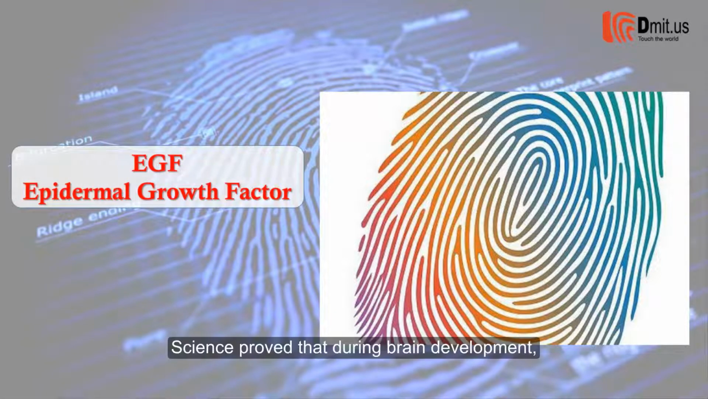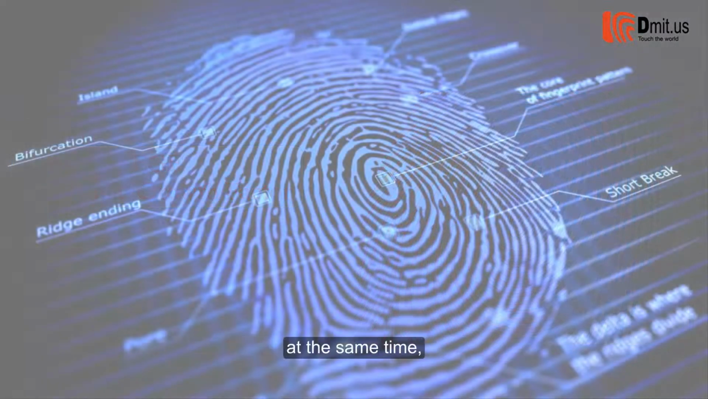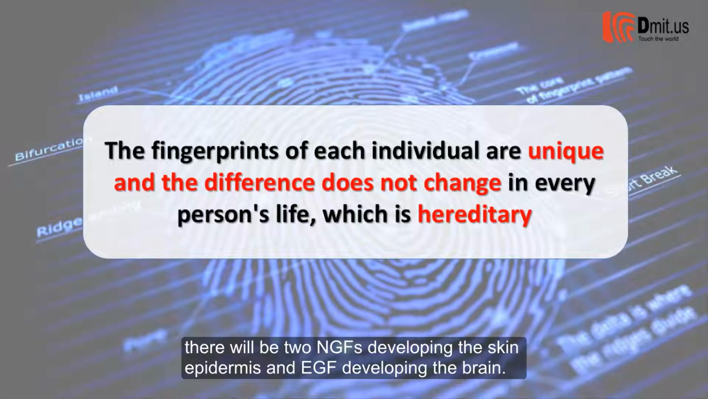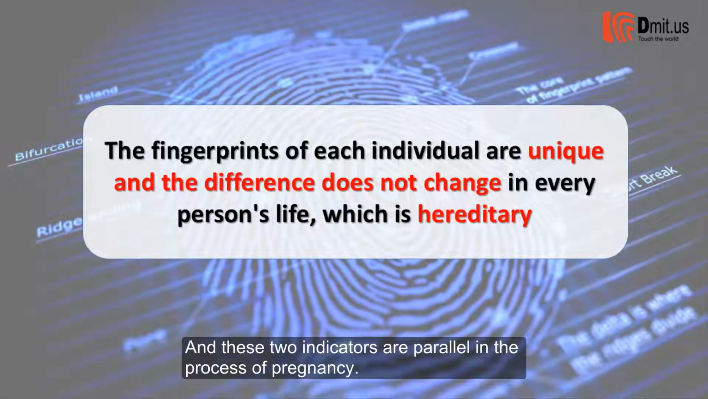Once again, science proved that during brain development, at the same time, NGF develops the brain and EGF develops the skin epidermis. And these two indicators are parallel in the process of pregnancy.